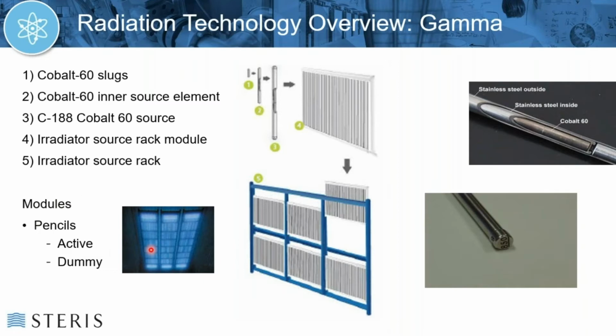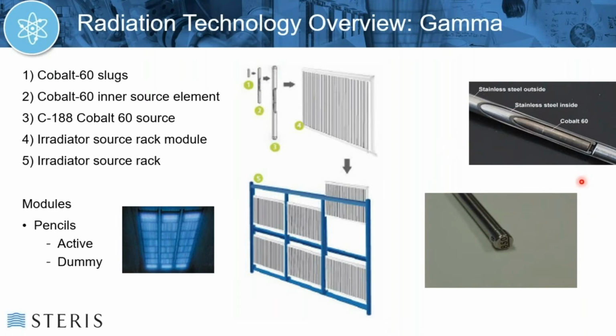Over here, you see an example of a source rack underwater. You see some of the pencils are lit up much brighter than other ones. Those could be dummy pencils. They are there to fill a space within the module, but they don't actually have enough source or enough radioactivity to be useful for processing. But they are important for how we want to arrange the source rack, so we would try to maximize the cobalt-60 irradiations.